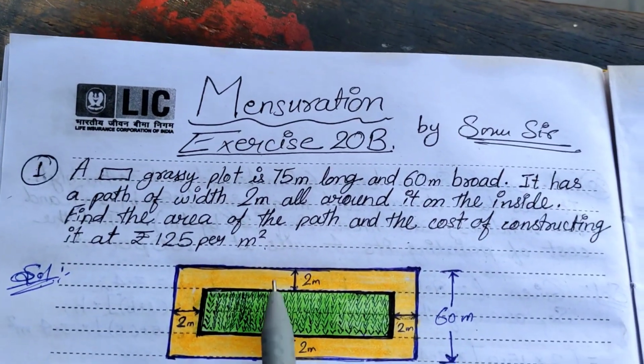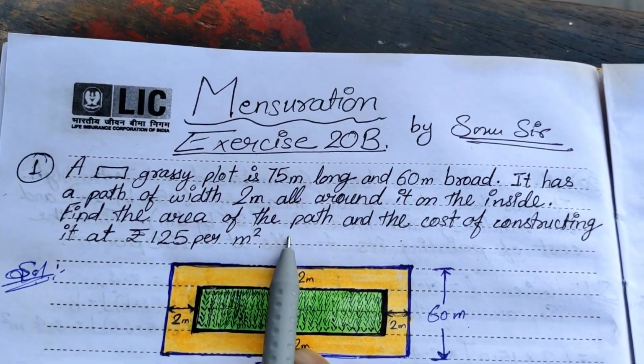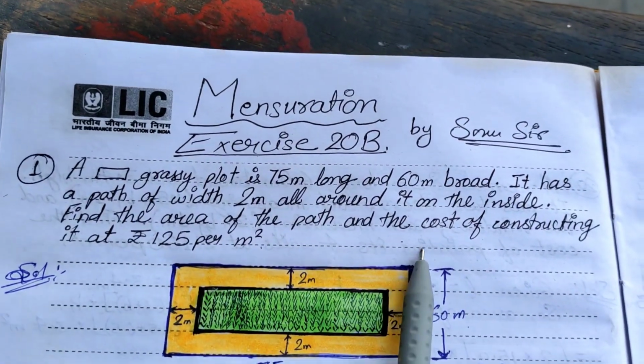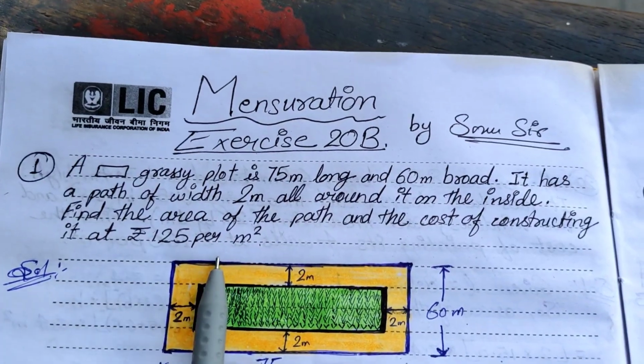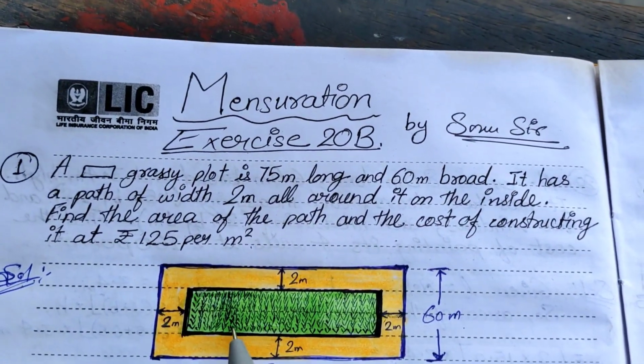A rectangular grassy plot is 75 meter long and 60 meter broad. It has a path of width 2 meter all around it on the inside. Find the area of the path and the cost of constructing it at rupees 125 per meter square. Now see what is given in the question.